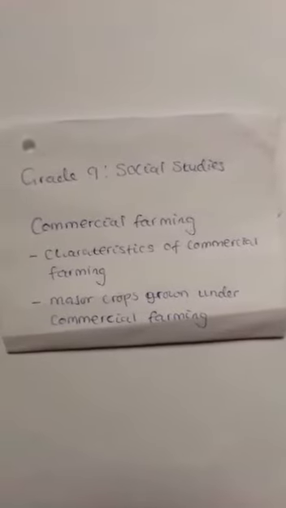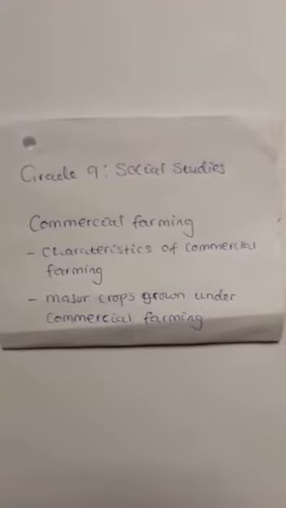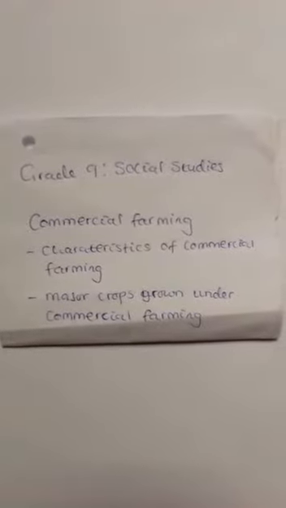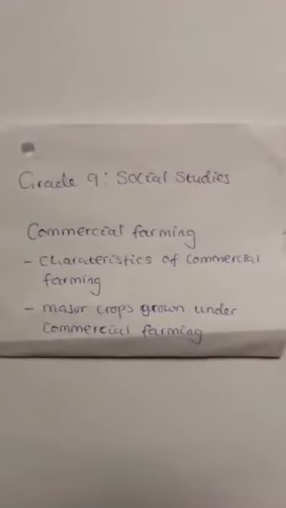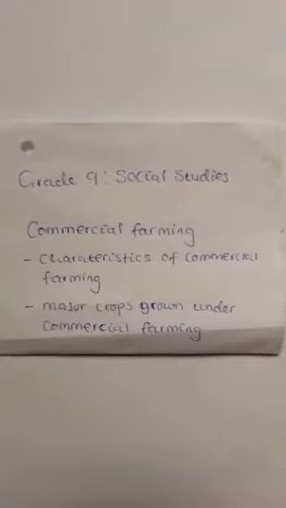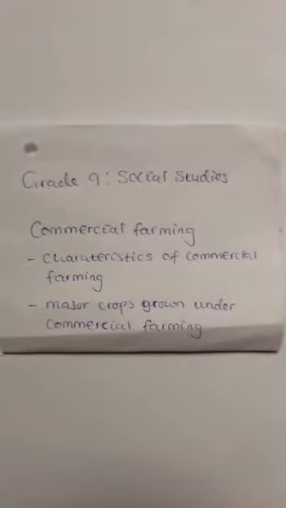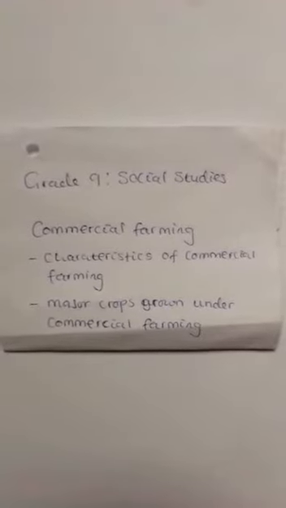Last time when we looked at subsistence farming, we said subsistence farming is the growing of crops and laying of animals on a small scale for home consumption. Mainly the subsistence farmers will grow crops and lay animals for home consumption, just to feed their families. But the commercial farmers are growing crops and laying animals on a large scale for the purpose of selling.